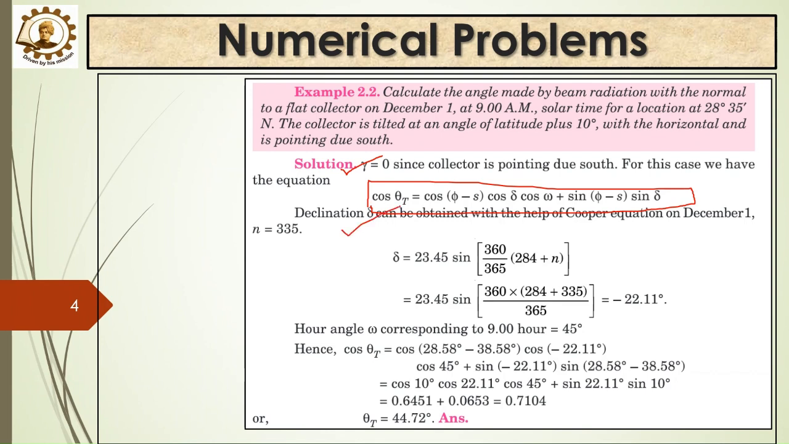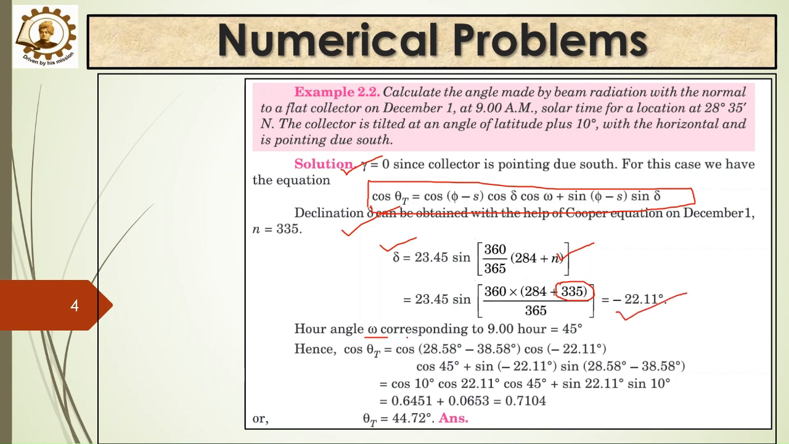And declination can be obtained with the help of the Cooper equation for December 1. So delta is 23.45 sine of 360 by 365 into (284 plus n). For n, we put 335, because 365 minus 30 gives 335 for December 1. So we have this value as minus 22.11.